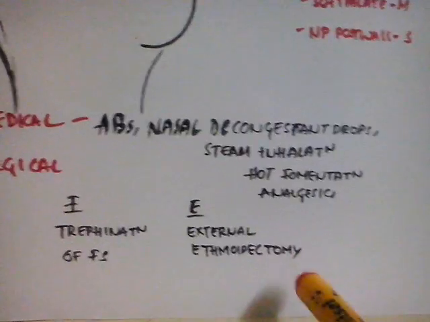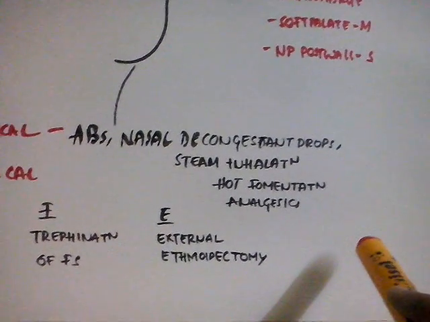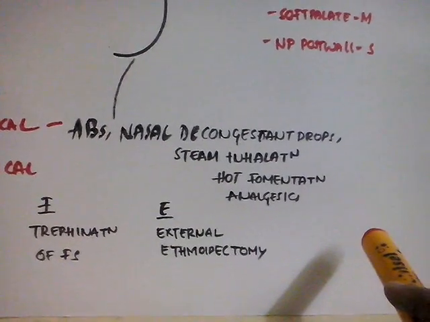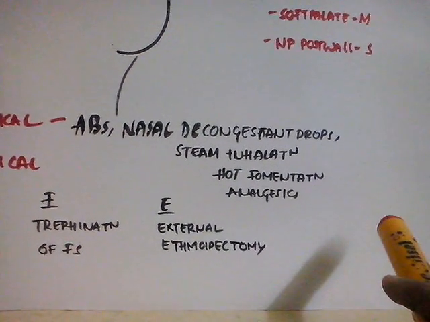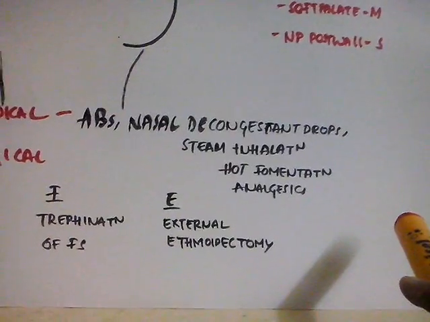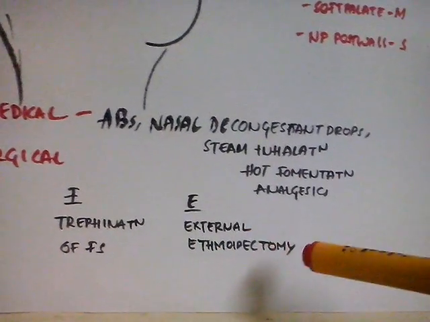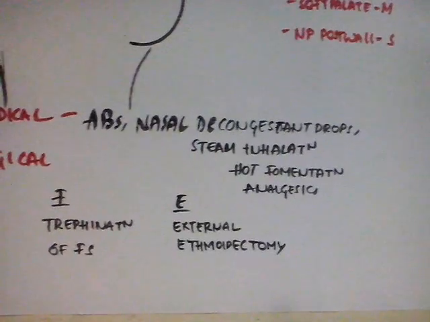For ethmoidal, external ethmoidectomy. For sphenoid, also external ethmoidectomy. So it is called external frontoethmosphenoidectomy, as through this approach, the frontal sinus, ethmoidal sinus, and sphenoid sinus can be approached.